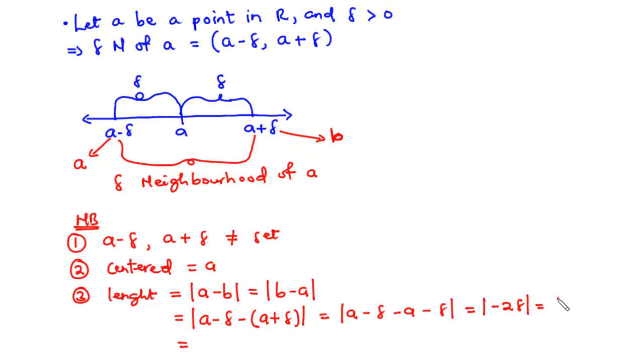And then we pull out delta, and then we have the absolute value of negative 2. Now the absolute value of negative 2 is 2. Therefore, the length of the interval is 2 delta. Now let's move on as we solve an example. Notice that since A minus delta and A plus delta are not part of the set, we are going to represent each of them with an open circle.